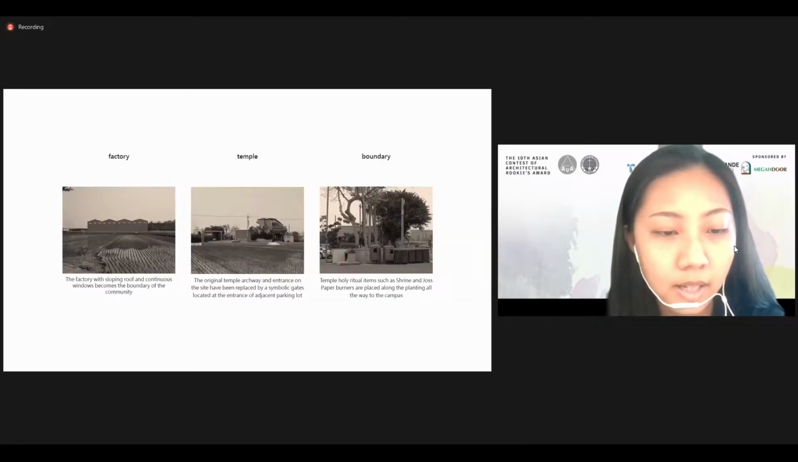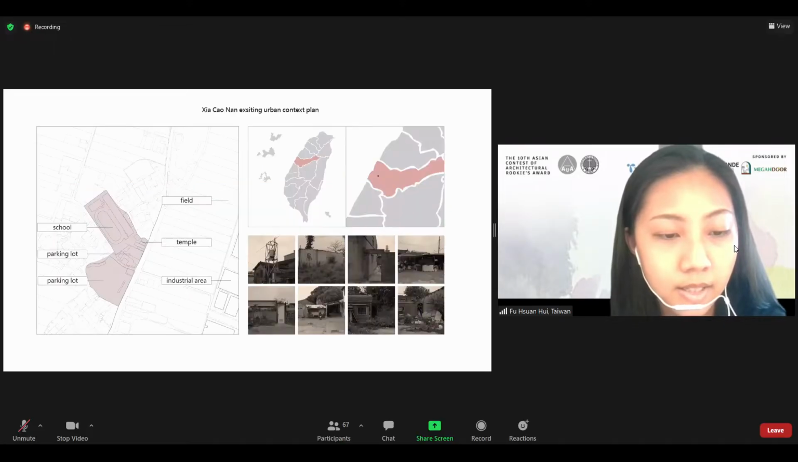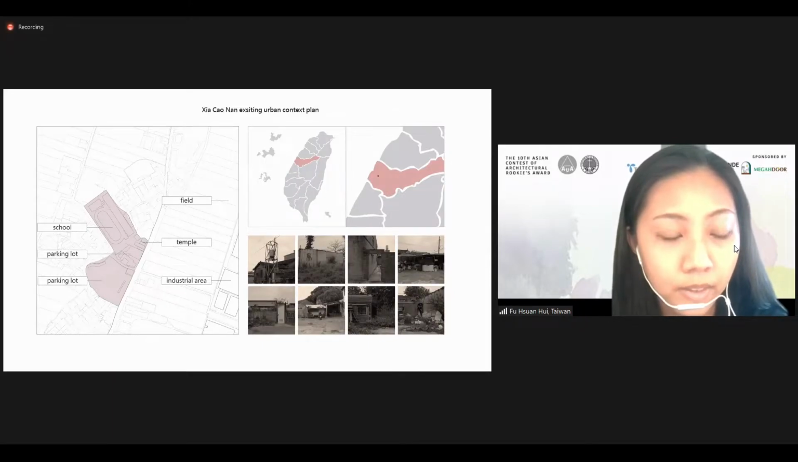When approaching the site, several contradictory spaces could be regarded as continuous space sequences for visitors. For instance, the skyline of the site, the entrance of the temple, the boundary between schoolyard and temple. The site is located in Xiacaonan, a typical countryside community outside Taichung City in central Taiwan. Surrounded by industrial zone, the neighborhood is old, ruined, and on the decline like most of the rural villages in Taiwan.